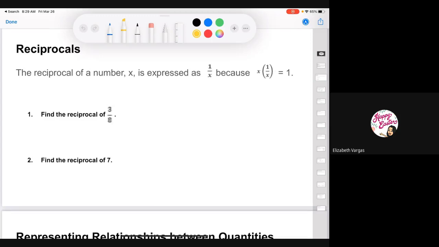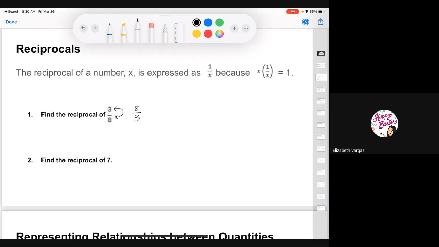So the reciprocal of a number x is expressed as 1 over x, because when you multiply a number and its reciprocal together, what you want to get is a product of 1. Reciprocals are super easy. If you see things in terms of a fraction, a reciprocal is just flipping your fraction over. So find the reciprocal of 3 over 8. To find the reciprocal, you just flip that fraction over, so it becomes 8 over 3.